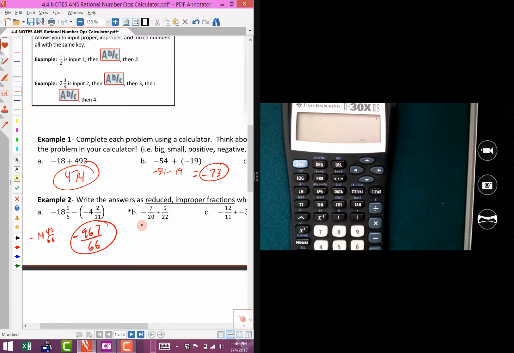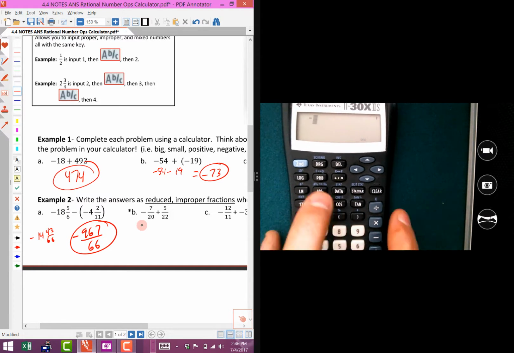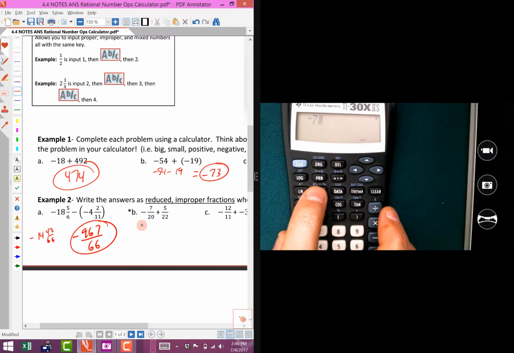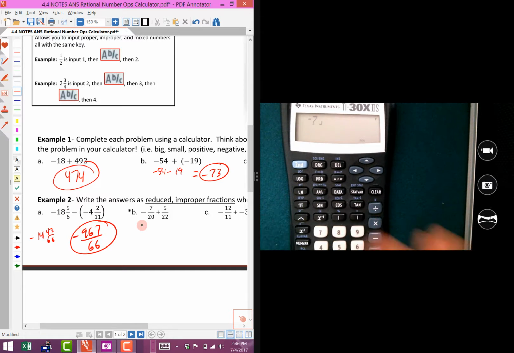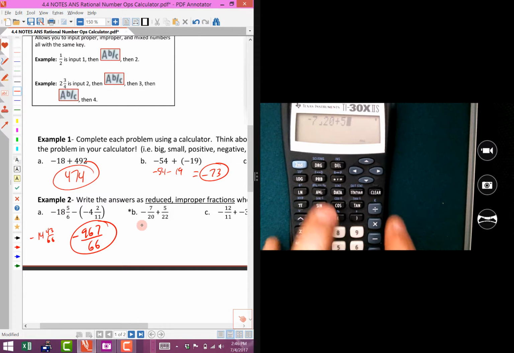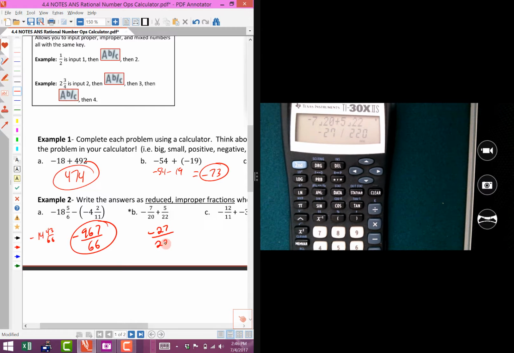I'm going to go ahead and do this one. We're going to do B. So we're going to do negative, again, hit the negative, 7, fraction input. We've got to have that backwards L. That indicates the difference between the mixed part of the whole number and the numerator and the denominator. So we've just got negative 7/20. Okay, and then we're going to do plus 5, fraction input, 22. So it says negative 27/220, and that's totally okay. That's an improper fraction or a reduced fraction right there. So negative 27/220. So there's our answer right there.